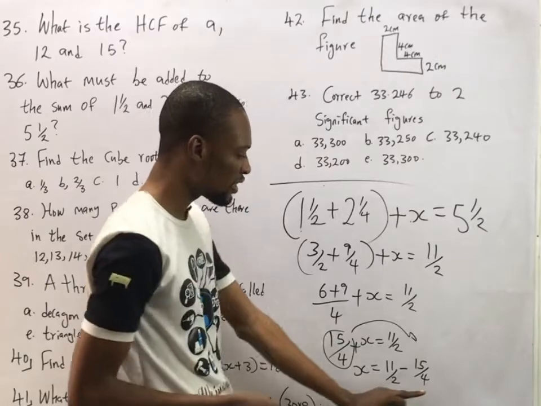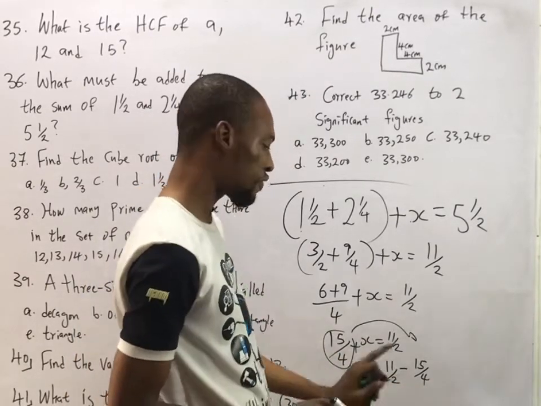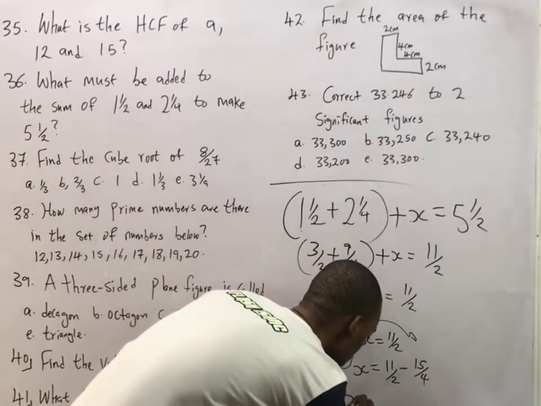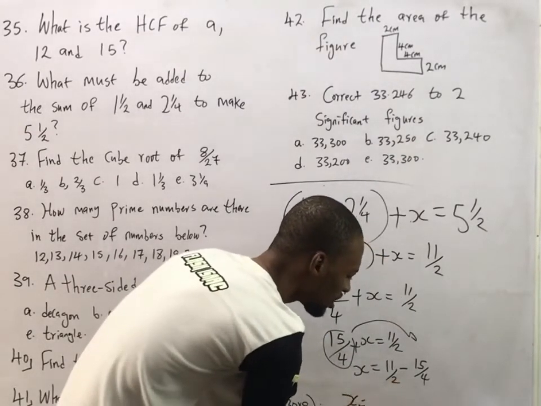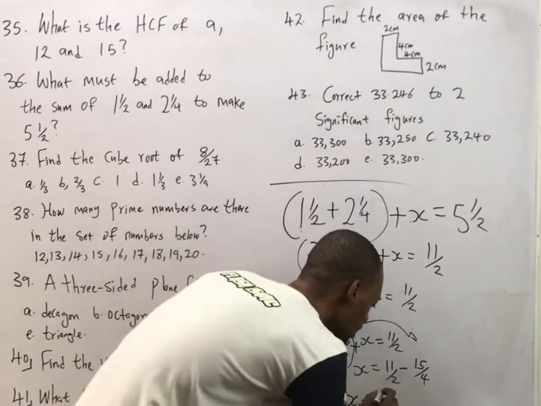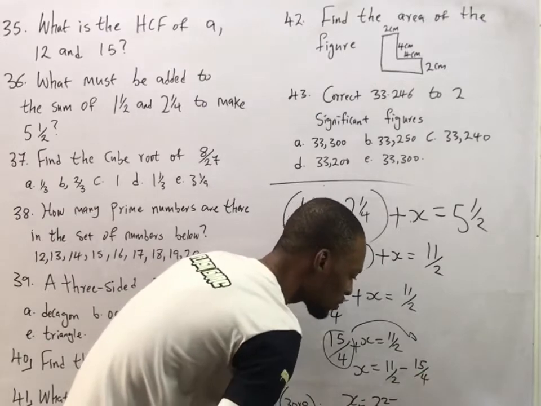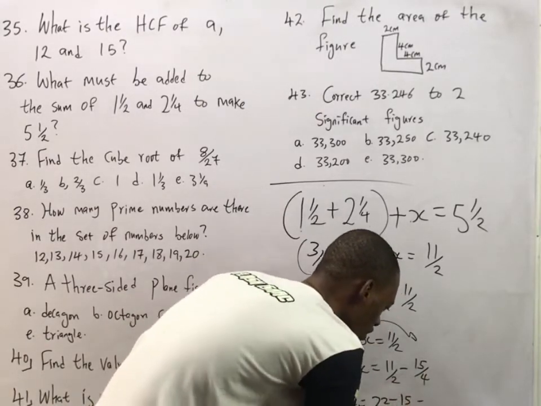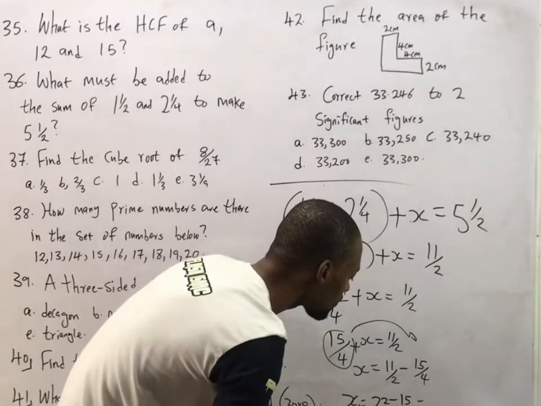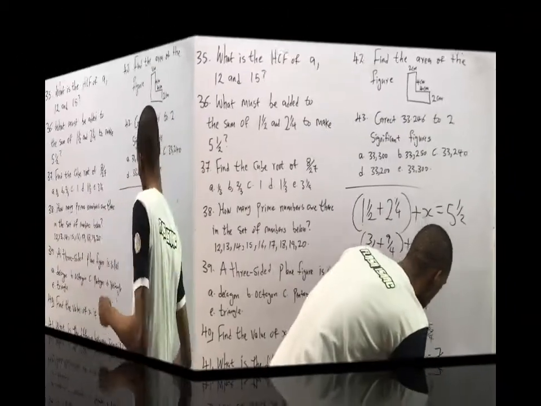And again, we look for the LCM. The LCM of 11 over 2 and 15 over 4 is 4. So S is equals, here we have 4. 4 divided by 2 is 2. 2 times 11 is 22. Minus 4 divided by 4 is 1. 1 times 15 is 15. 22 minus 15 is 7. So your answer is 7 over 4.